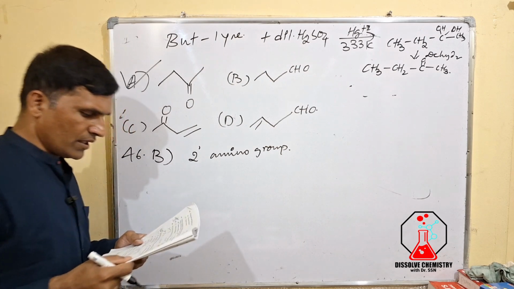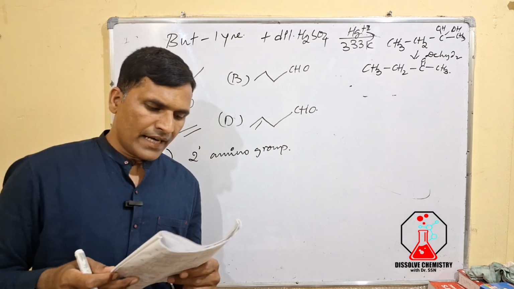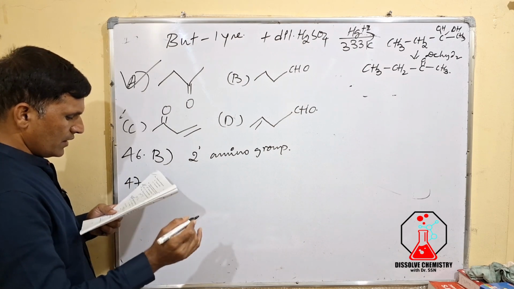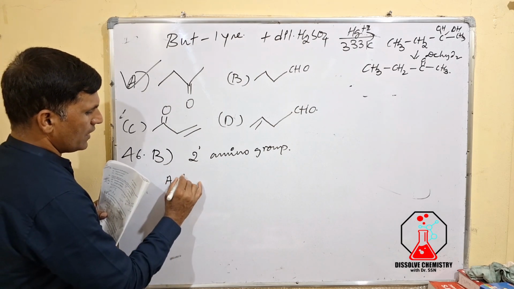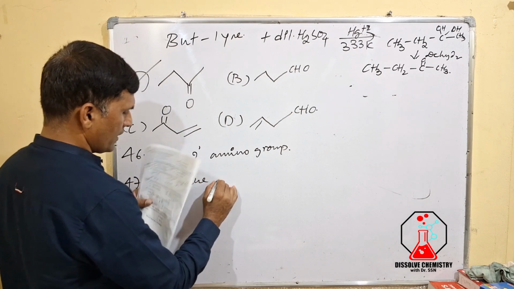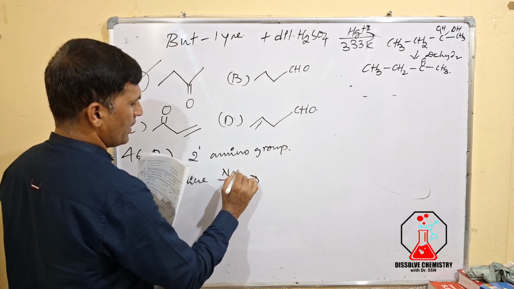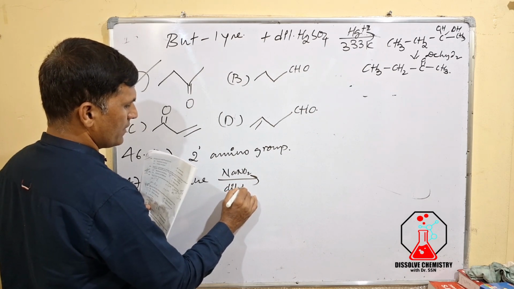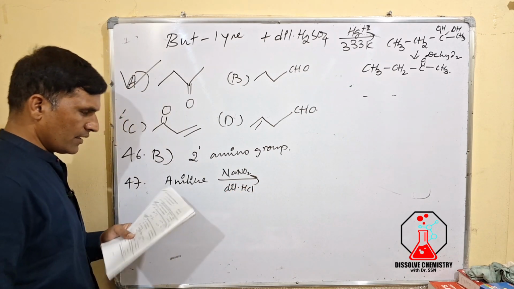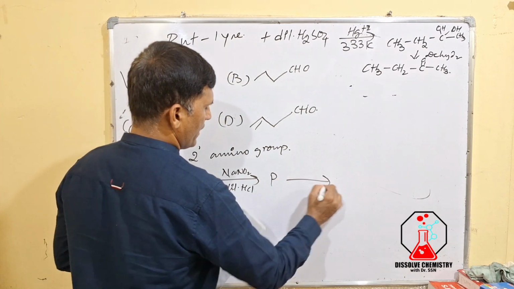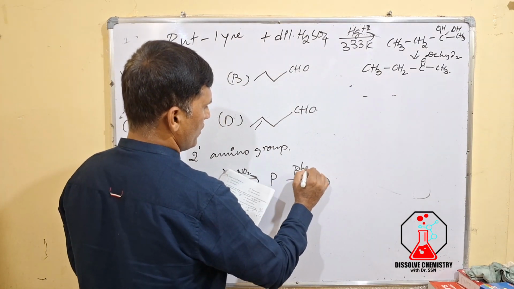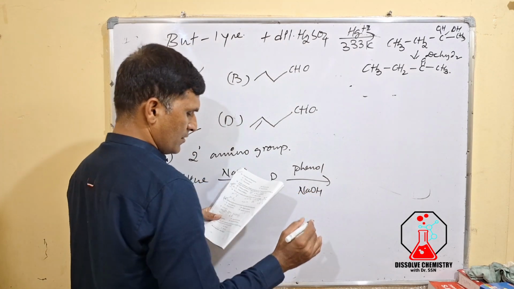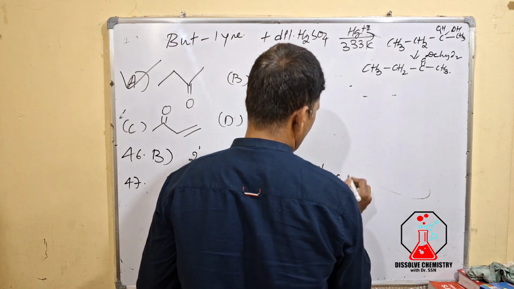The next question, 47th question. In the reaction, aniline with NaNO2 and dilute HCl gives P, and P upon treating with phenol in presence of NaOH, what it is going to form as Q.